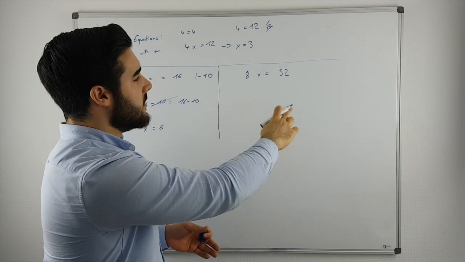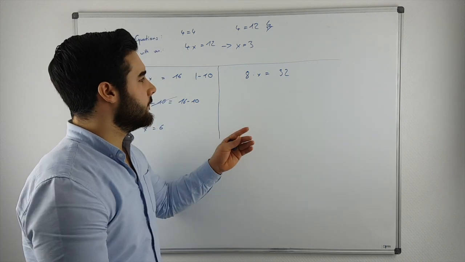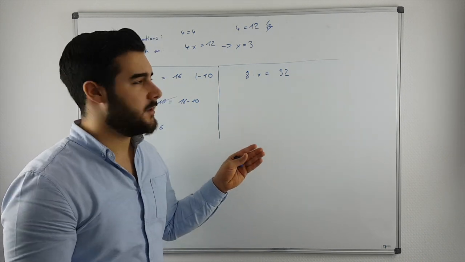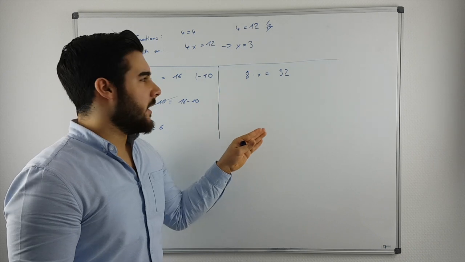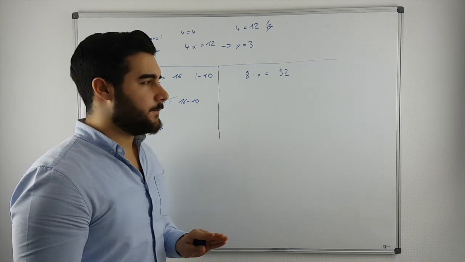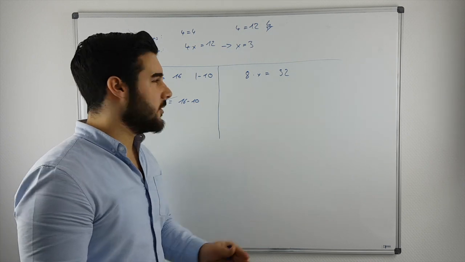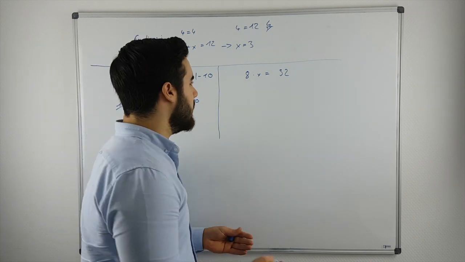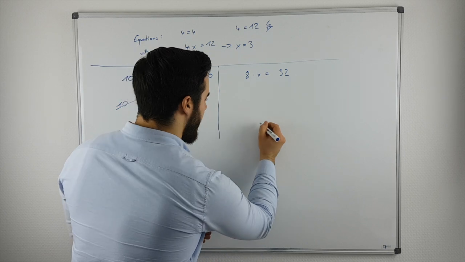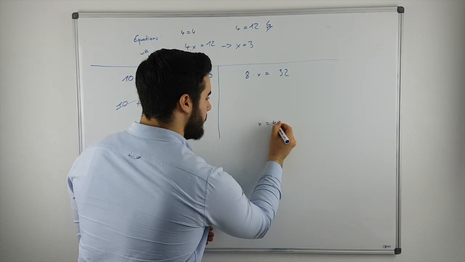So we have 8 times x equal to 32. So we know now that what is supposed to be set in for x should be 4. We are not sure about this, but this is something that we know from previous calculations. So we kept it in mind basically. So we know that x in the end is supposed to be 4.